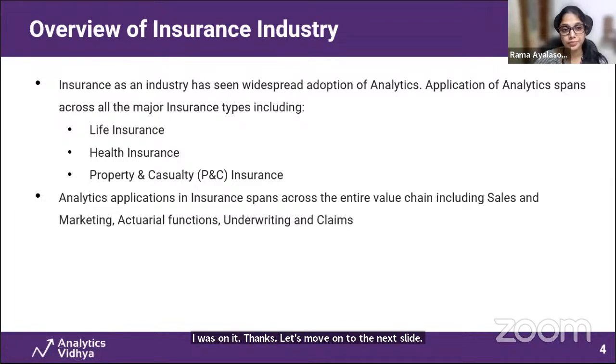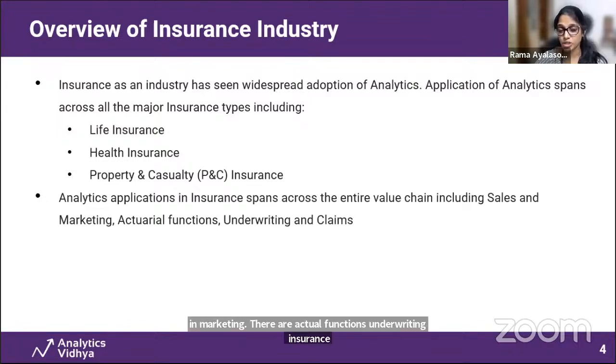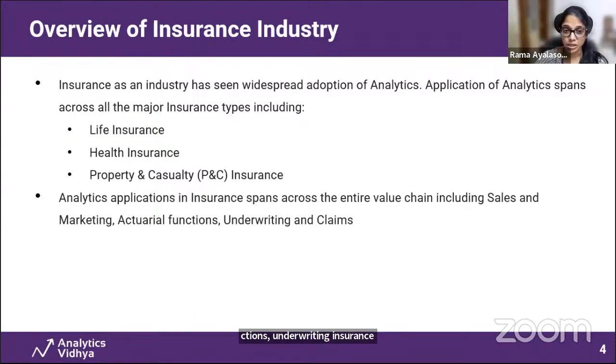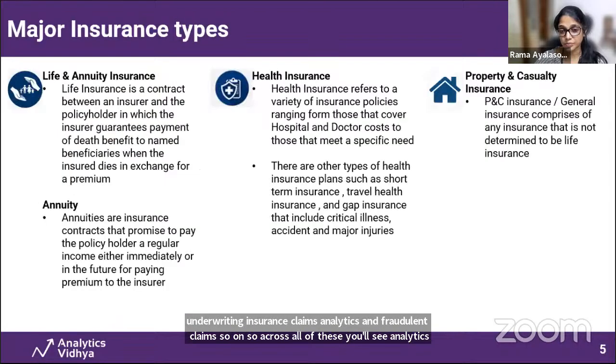Insurance as an industry has seen widespread adoption of analytics. The applications of analytics spread across various use cases. To start with, the major insurance types include life insurance, health insurance, property and casualty. And then there's an entire value chain of insurance, typically starting from sales and marketing. There are actuarial functions, underwriting insurance, claims analytics, and fraudulent claims, and so on. Across all of these, you'll see analytics well blended, and there are a lot of use cases which go hand in hand with the entire value chain. In the next slide, we'll look at the sample use cases.